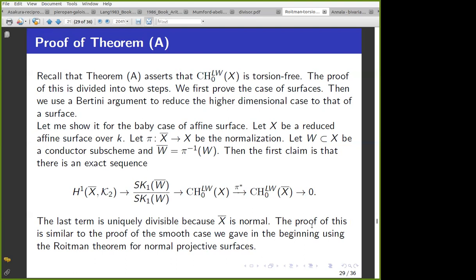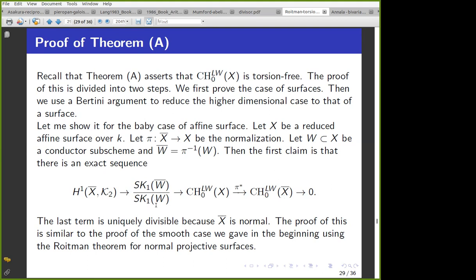The proof of this is very similar to the smooth case. Remember, in the beginning of the talk, I gave you a proof of why it is uniquely divisible if X bar was smooth. I should tell you that it is actually not only torsion free, but divisible also. In particular, my claim is that the Chow group is actually a Q vector space. And if X is a normal surface, then the proof is exactly the same as in the smooth case because we know the Roitman theorem for normal projective surfaces. This is a theorem of myself and Srinivas. So we know that this is uniquely divisible.